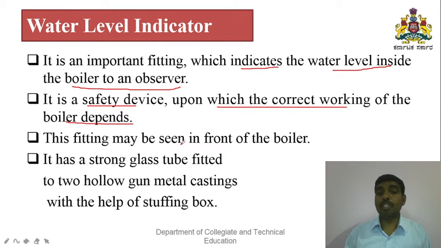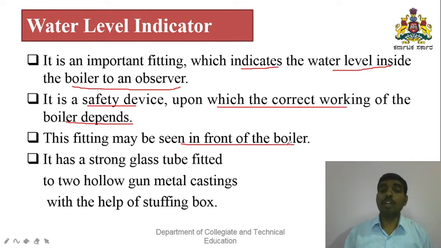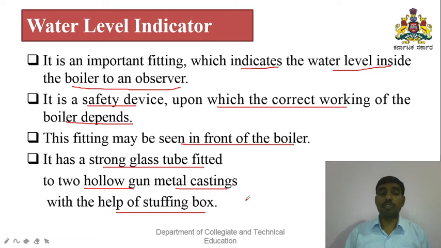This fitting may be seen in front of the boiler. You take any boiler, these fittings are mounted up to drum level, where the level of water will be measured. It has a strong glass tube fitted to two hollow gun metal castings with the help of a stuffing box. This is the construction of a water level indicator.